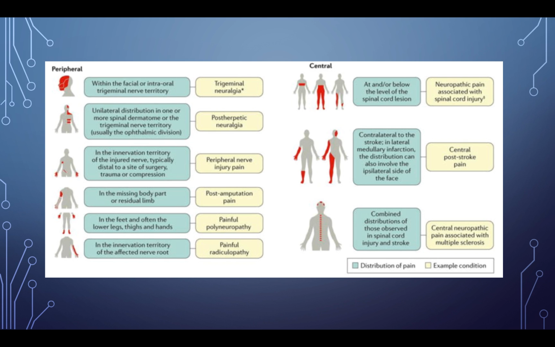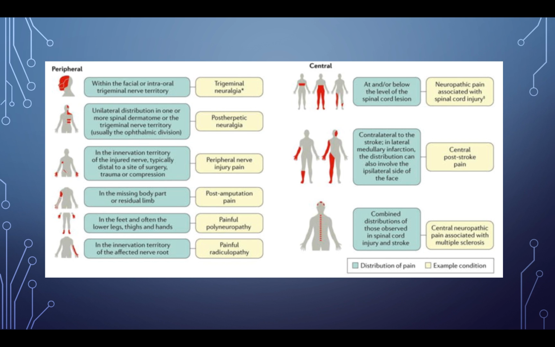Some of the peripheral neuropathic pain conditions that we'll see are trigeminal neuralgia, within the face or intraoral trigeminal nerve territory. It could be one-sided, it could be both. Postherpetic neuralgia could be a unilateral distribution in one or more spinal dermatomes, which I've heard is very, very painful. It can be very dangerous if it gets up to the eyes, and if there is any suspicion of neuralgia going into the orbital area, they need to be referred out immediately to preserve functioning of the eye.